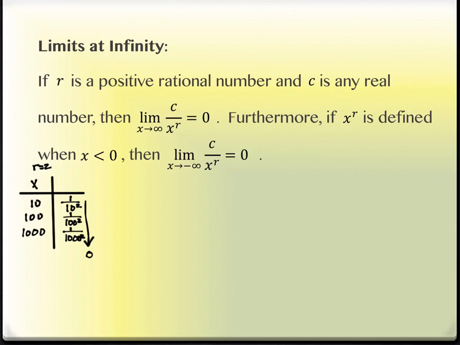So when that happens, my limit is 0, and it works for both positive values and negative values. So while I used 10, 100, 1,000, I could have used negative 10, negative 100, negative 1,000, and the same thing would have happened. Okay? So that's actually a very nice feature, because what that does is it allows us to find limits very quickly. So let me show you how that works.